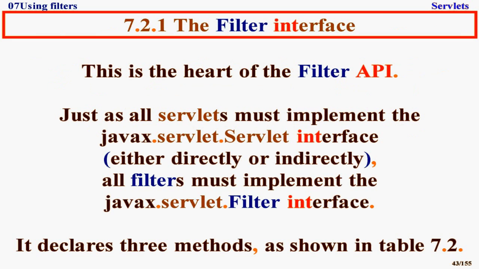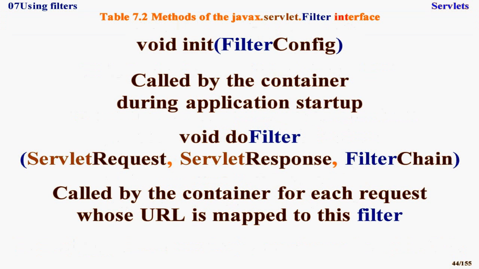This is the heart of the filter API. Just as all servlets must implement the javax.servlet.Servlet interface either directly or indirectly, all filters must implement the javax.servlet.Filter interface. It declares 3 methods, as shown in Table 7.2. Table 7.2 Methods of the javax.servlet.Filter interface.